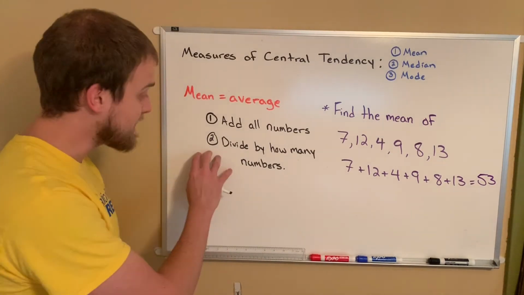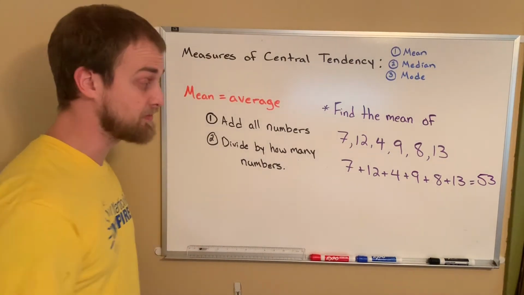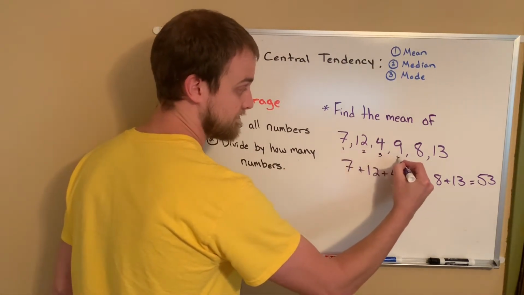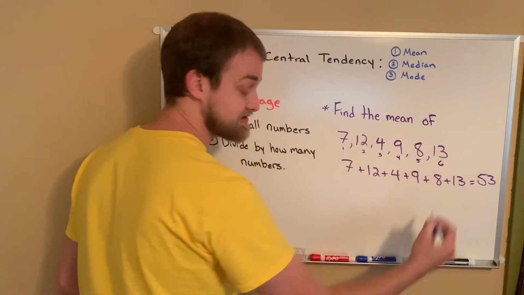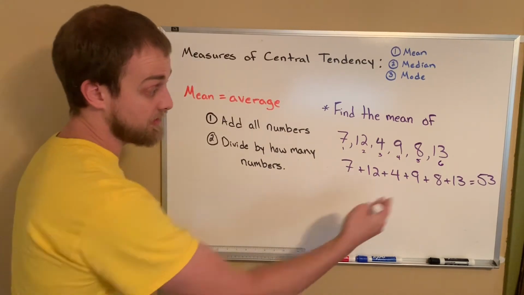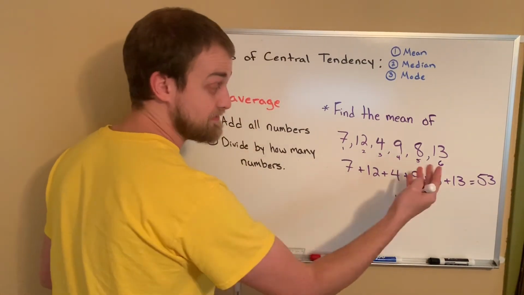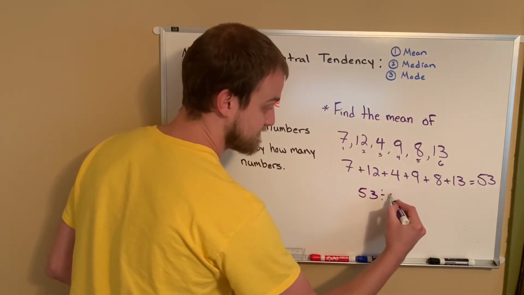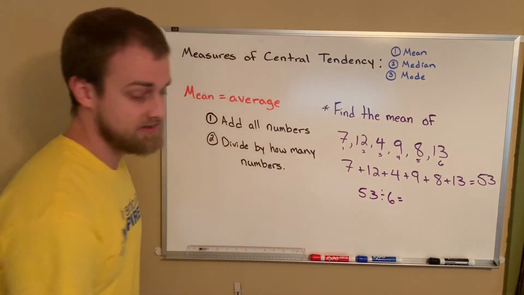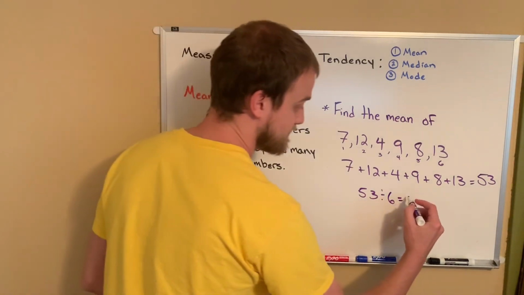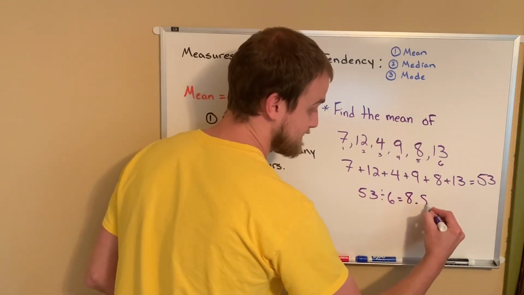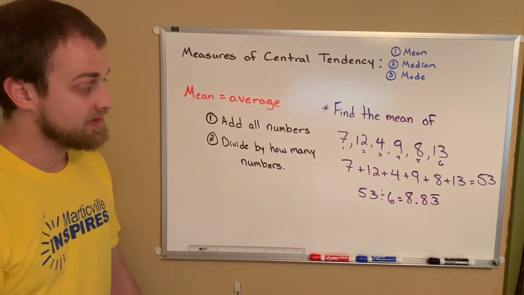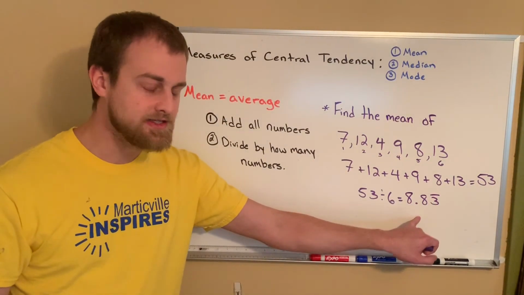Now remember, second step in finding mean is divide by how many numbers there are. Well, there's 1, 2, 3, 4, 5, 6 numbers in this data set. So what I'll do this time is divide my 53 by 6. 53 divided by 6. Now, if you run the math on that, you should get 8.83 repeating. Now, this would be my exact mean.